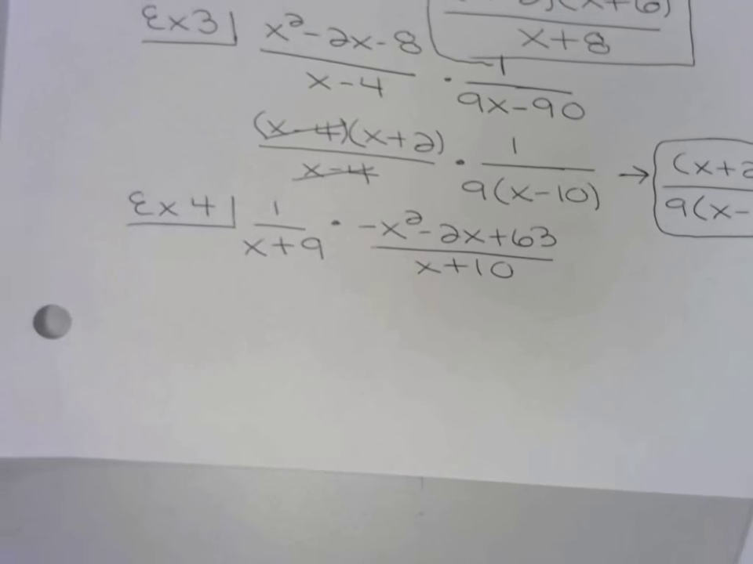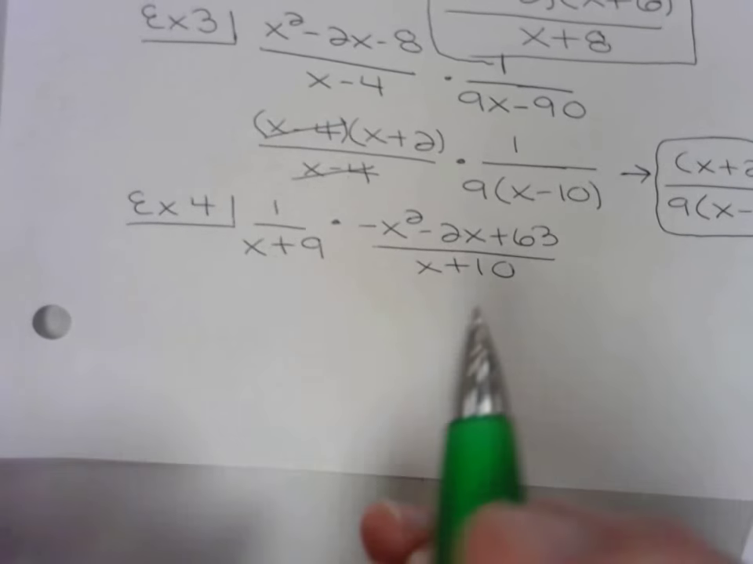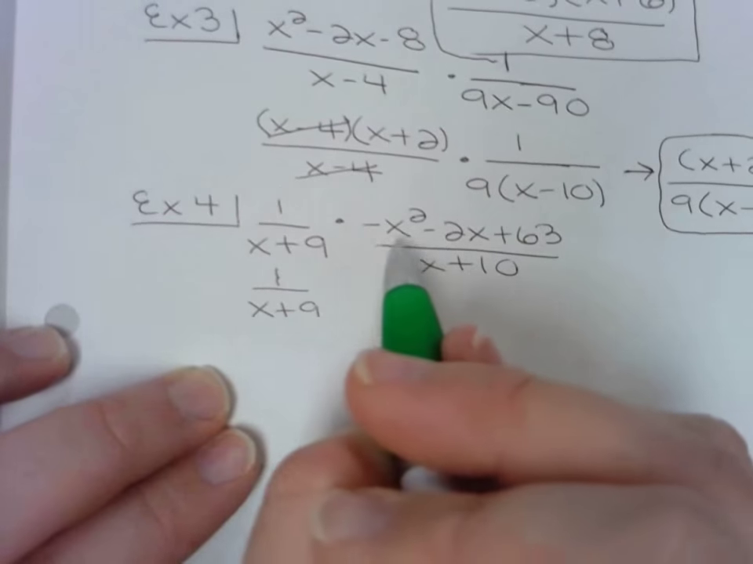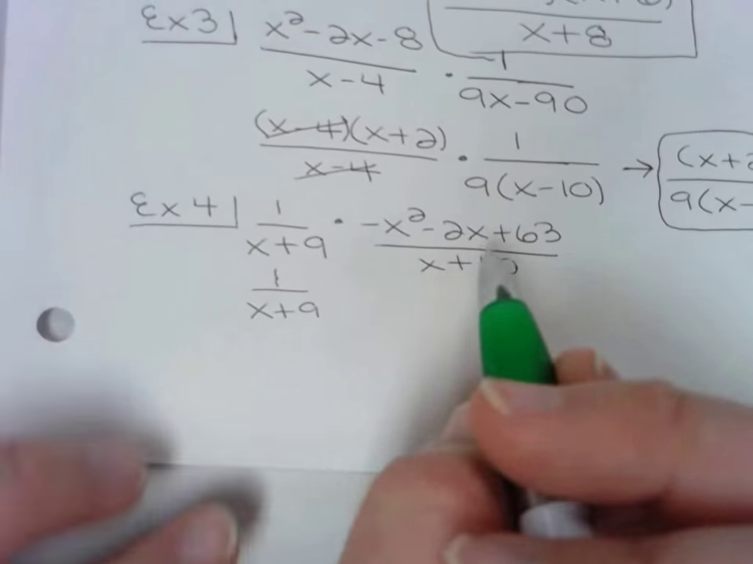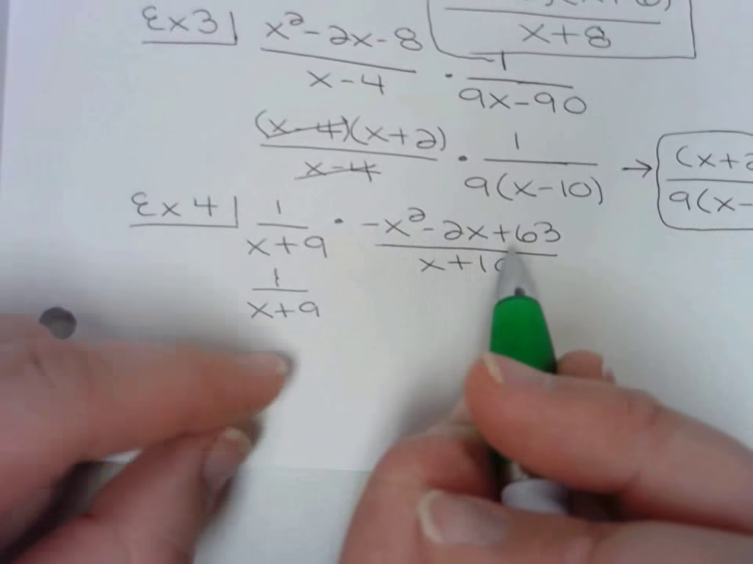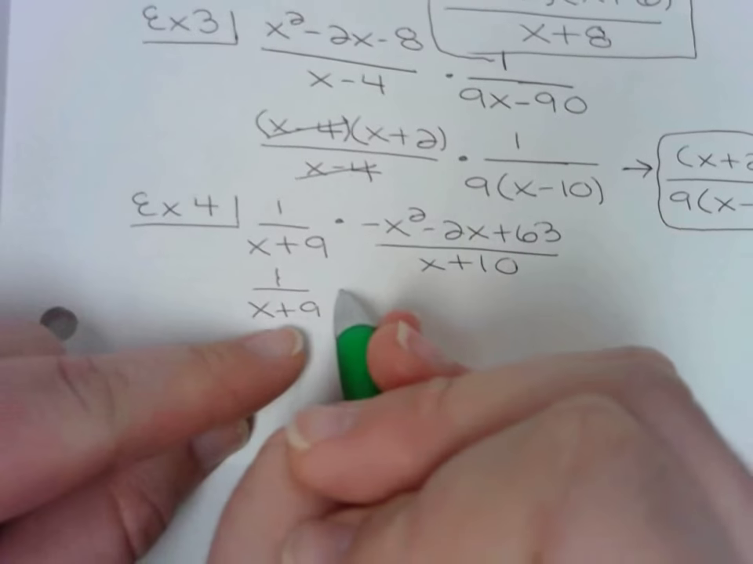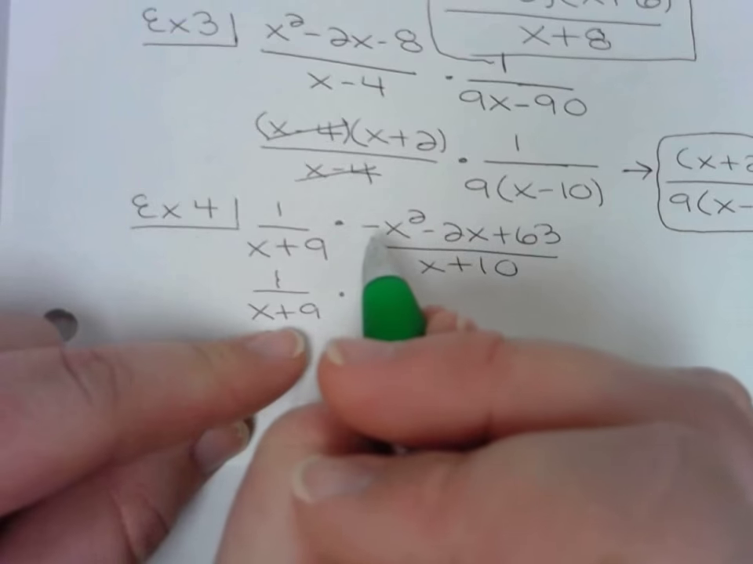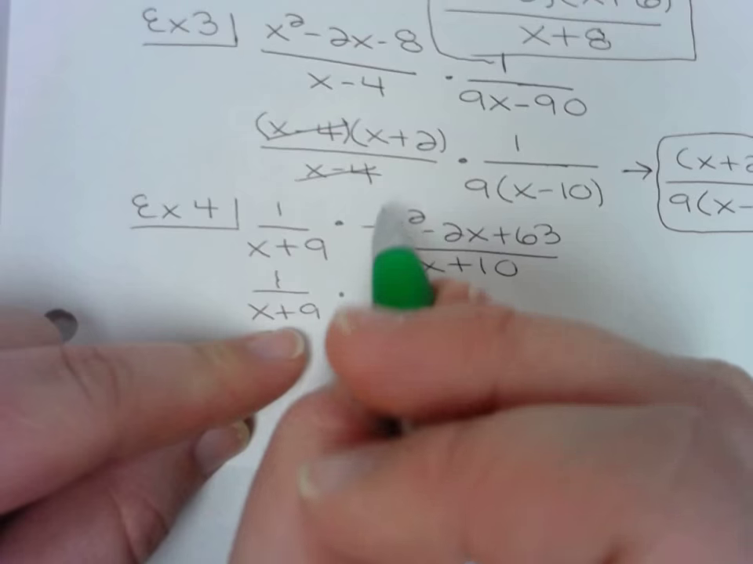Okay, so now let's go through, make sure everything is factored first before we look at cross-reducing. 1 doesn't factor. X plus 9 doesn't factor. The numerator for the right fraction, negative x squared minus 2x plus 63, does it factor? It does. However, I do not have a 1 in front. This is a trinomial, but I need a positive 1 in front. So what can I do in order to get a positive 1 in front of x squared?